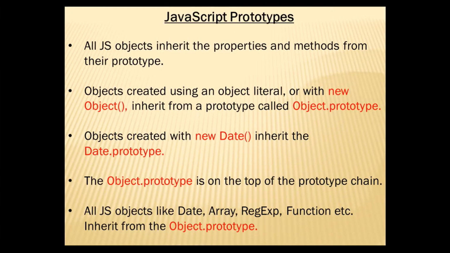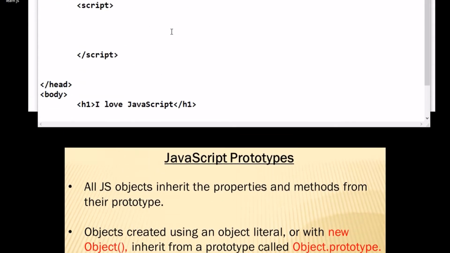So JavaScript prototypes. Now, what is a prototype? Well, all JavaScript objects inherit the properties and methods from their prototype. Objects created using an object literal or with new Object inherit from a prototype called Object.prototype. Objects created with new Date inherit the Date prototype. The Object prototype is on the top of the prototype chain. So all JavaScript objects like Date, Array, RegExp, Function, etc. inherit from the Object prototype.